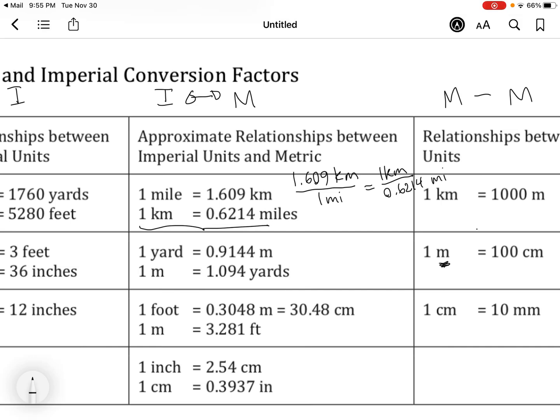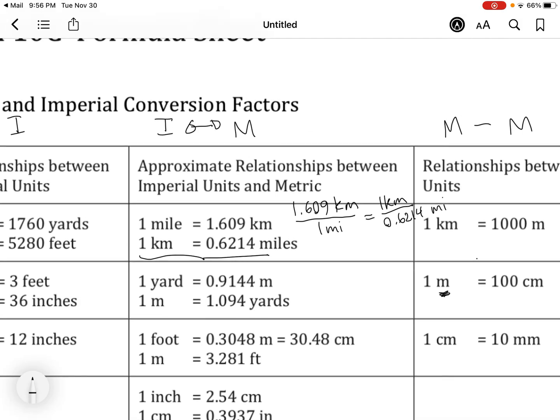If you take out a calculator and go 1 divided by 0.6214, that is 1.609. Okay, so these two fractions are actually equal to one another. So you can use either or. A lot of people really like using whatever version you start from one and then go to the other, but they represent the same thing.